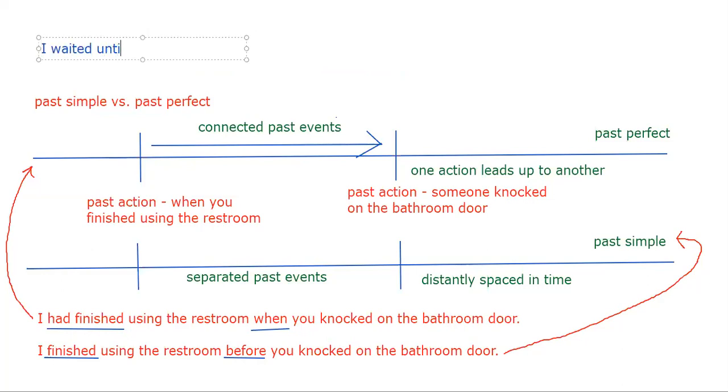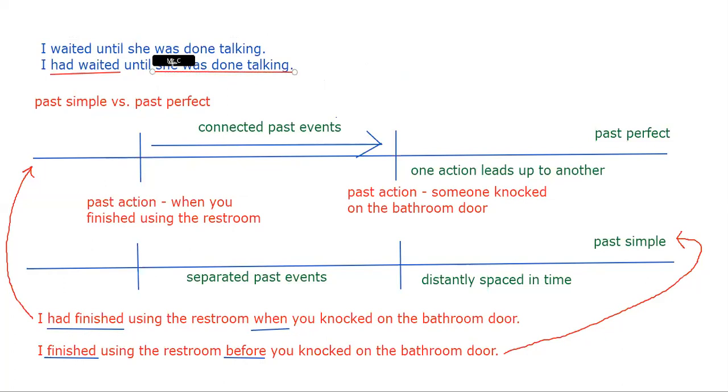I waited until she was done talking. And of course, the past simple has to be used in the second part. But for the first one, it could be either the past simple or the past perfect. I had waited until she was done talking. I think the difference here is that the second one is like, you started in the past and then you stopped at some point in the past, which in this case is until she was done talking.